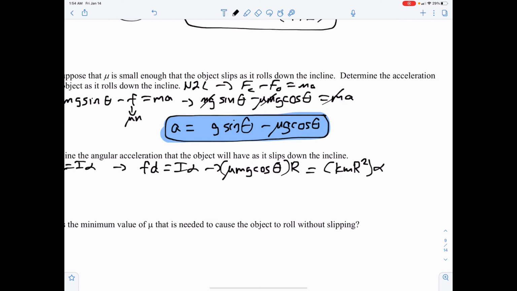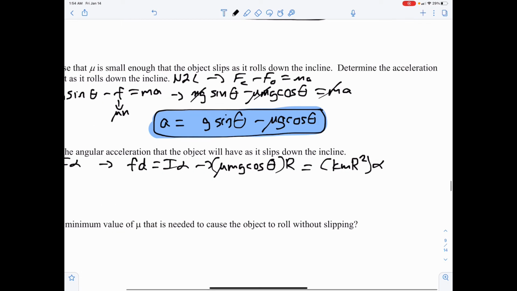Okay, now one factor of r will cancel on both sides. That makes it a little easy. And m cancels on both sides as well. So it looks like we just need to divide by kr and we'll get alpha by itself. So we have mu g cosine theta over the kr that we have to divide both sides by.